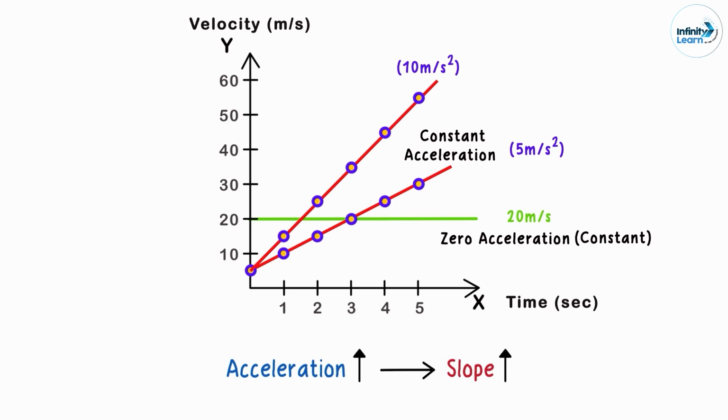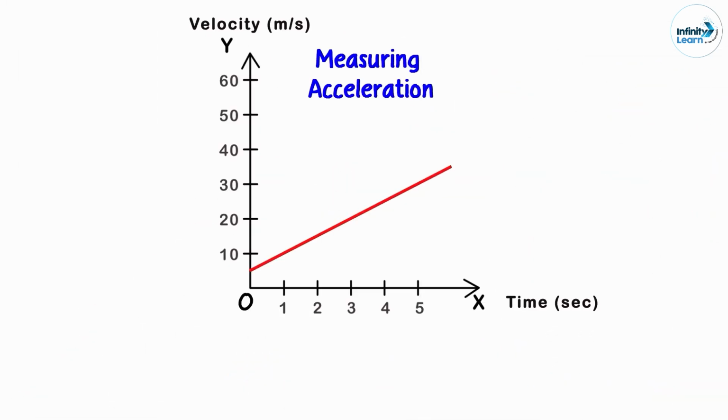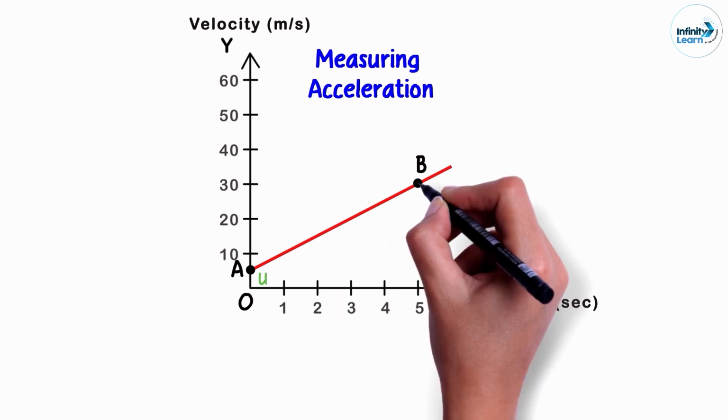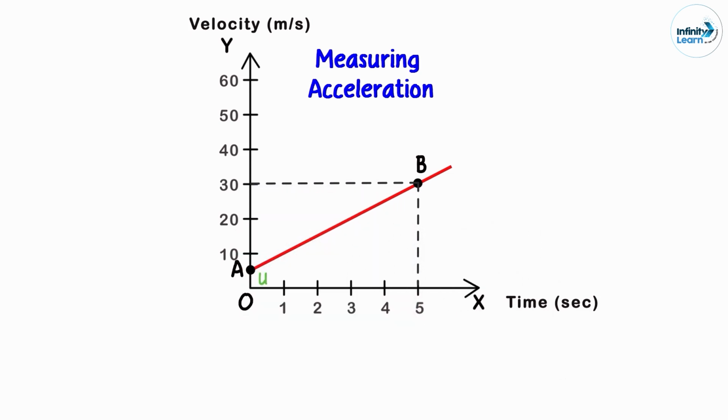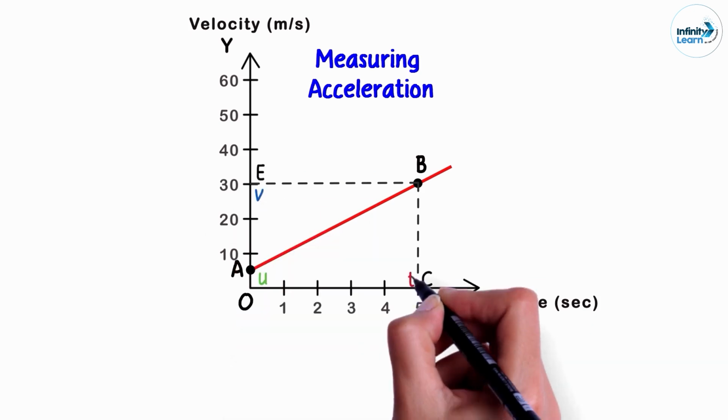Can we measure acceleration in these cases? Let's start with the second chart. We see it on a new page. So we mark points A and B anywhere on the line. Say we mark point A here and point B here. Let the initial velocity at point A be u. Now let's draw two perpendicular lines from the endpoint B to both the velocity and time axis. These lines will be BC and BE. Here we have the final velocity v, and let's call this time t.